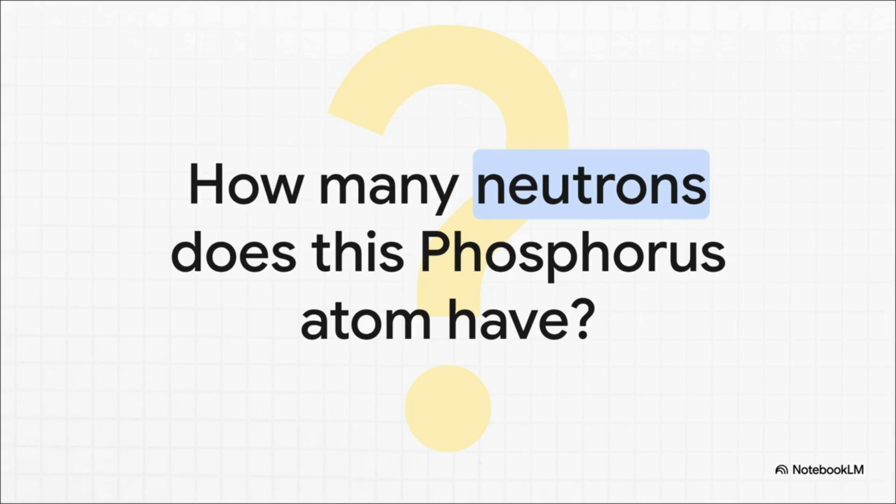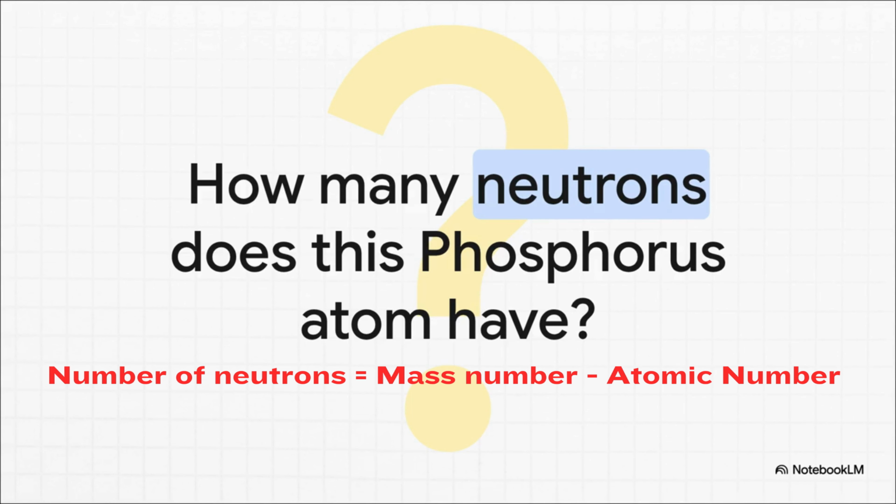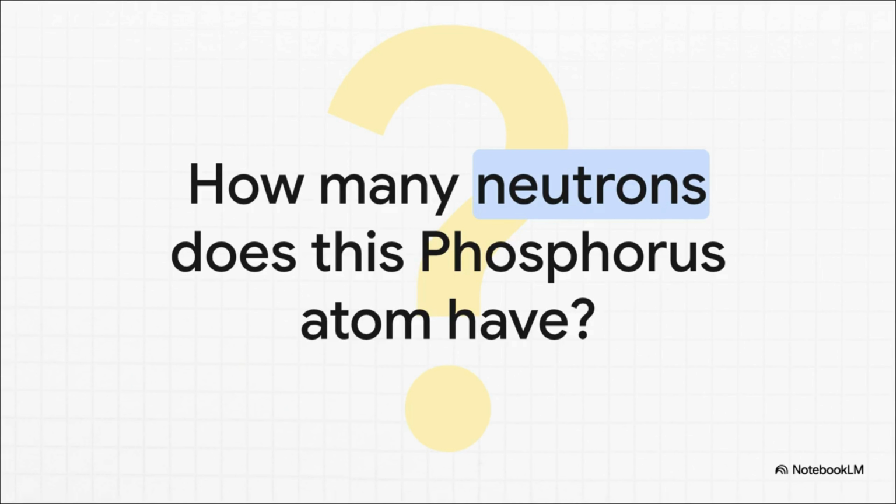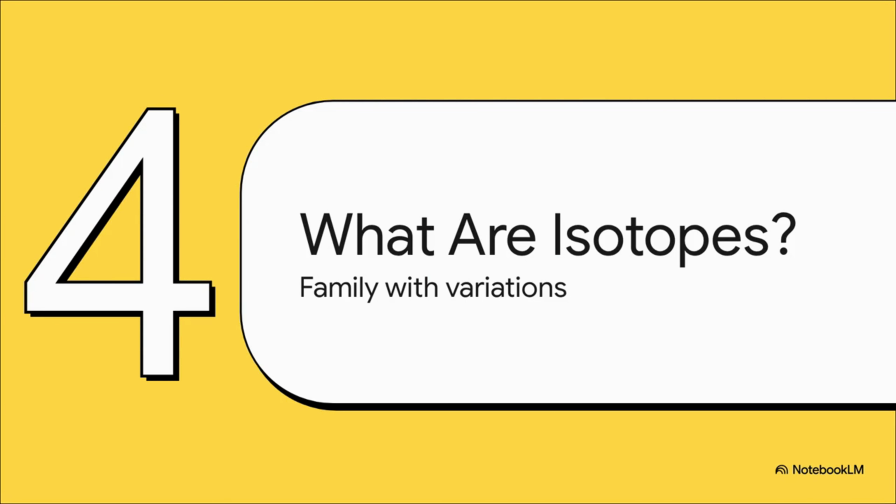Here we've got phosphorus. The mass number on top is 31. The atomic number on the bottom is 15. So to find the neutrons, what do we do? That's right, we just subtract. Top number minus the bottom number. 31 minus 15 gives us 16. So phosphorus has 16 neutrons. See? Not so bad.